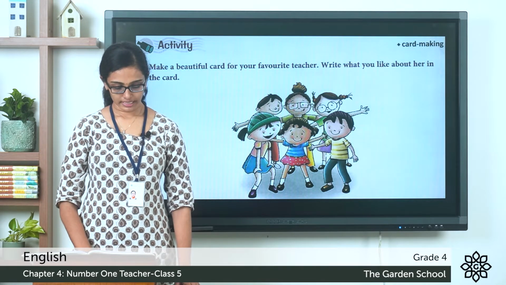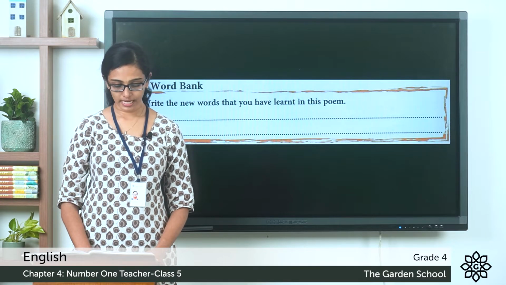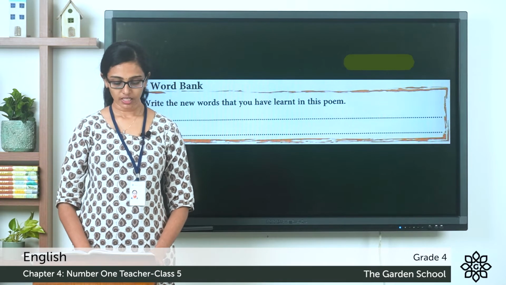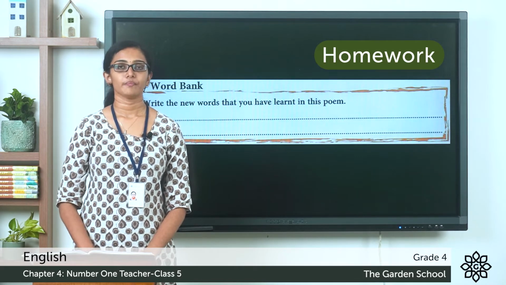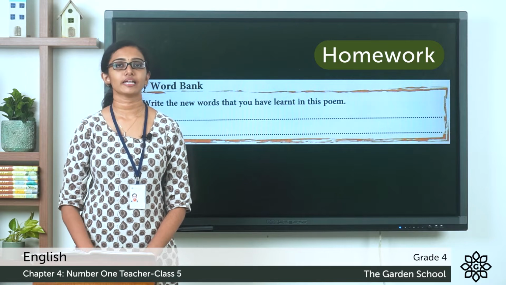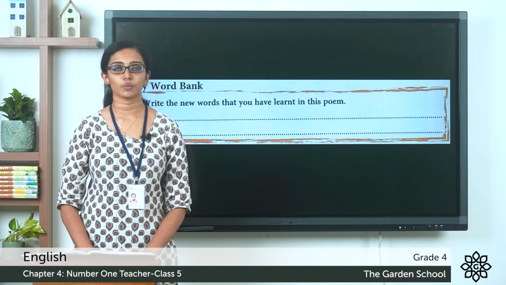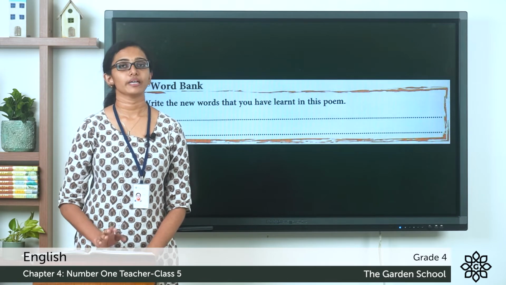Now the next one is My Word Bank. Write the new words that you have learned in this poem. So here you can write all the new words that you have learned in this poem. Make sure you are writing the spellings correctly and learn the spellings and pronunciation of each of the words. And also make sure you are thorough with their meanings as well.